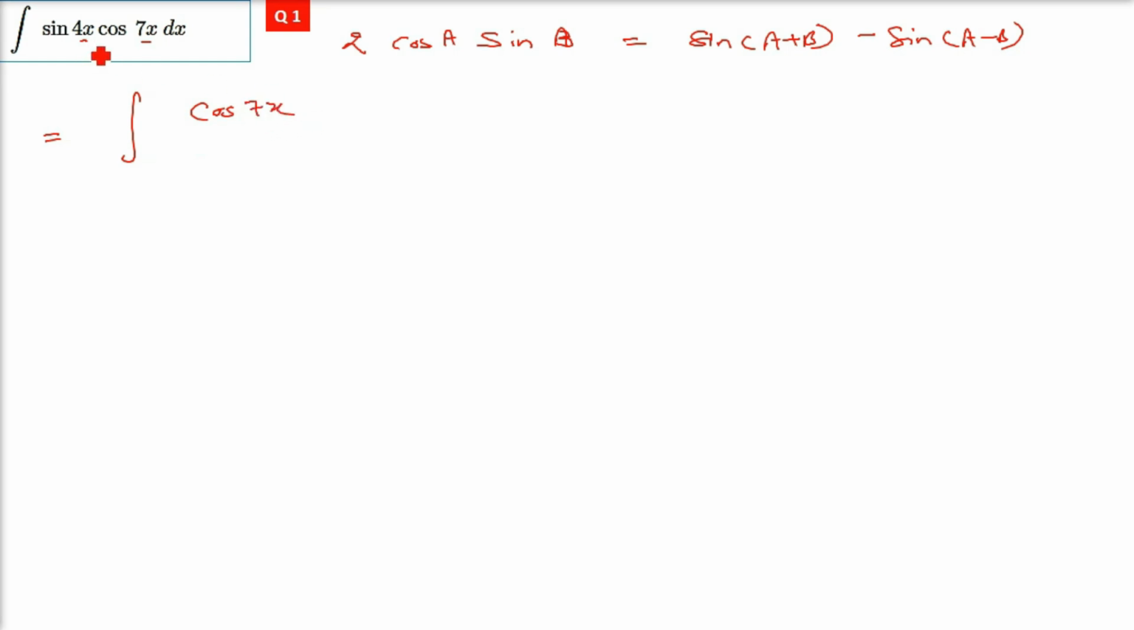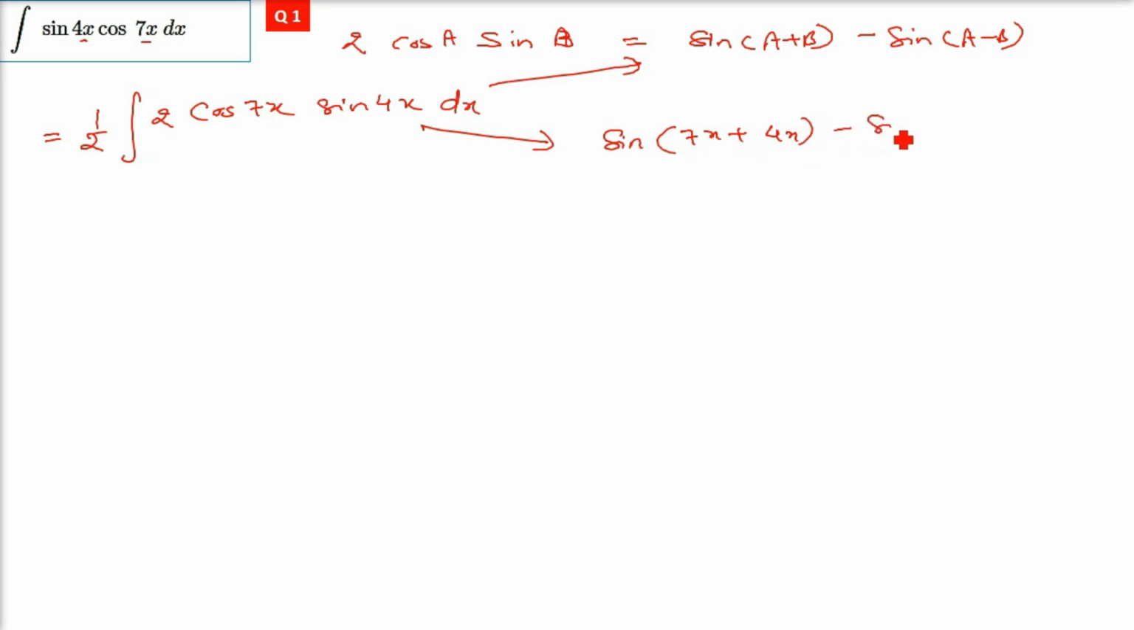So I'm writing this cos 7x here because cos 7x and sin 4x will form the 2 cos A sin B formula. So we have 2 cos A sin B, and this is dx, and we will use this formula here, sin A plus B minus sin A minus B. What is A here? It's 7x. What is B here? It's 4x. So we have sin 7x plus 4x, here we have sin 7x minus 4x. So we have sin 11x, 7 plus 4 is 11x, minus sin 7x minus 4x is 3x. So we have sin 11x minus sin 3x.